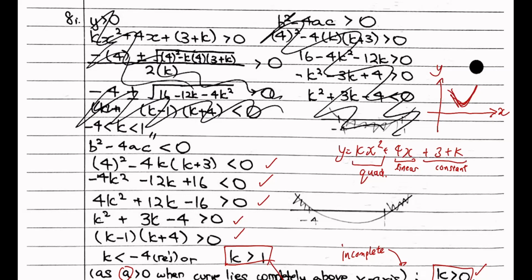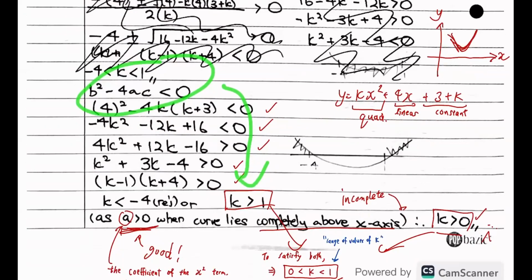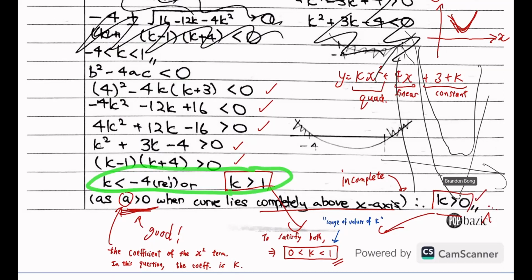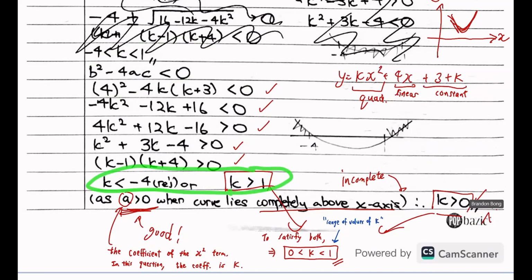So what is so special about this graph? b squared minus 4ac less than 0. Exactly what you did here. Very good. Finally, you get these two parts. Then you rejected -4. Why? Because if you... -4 would be like that one, no? Correct. Yes, if it's less than -4, then it means that your graph will go below the x-axis.